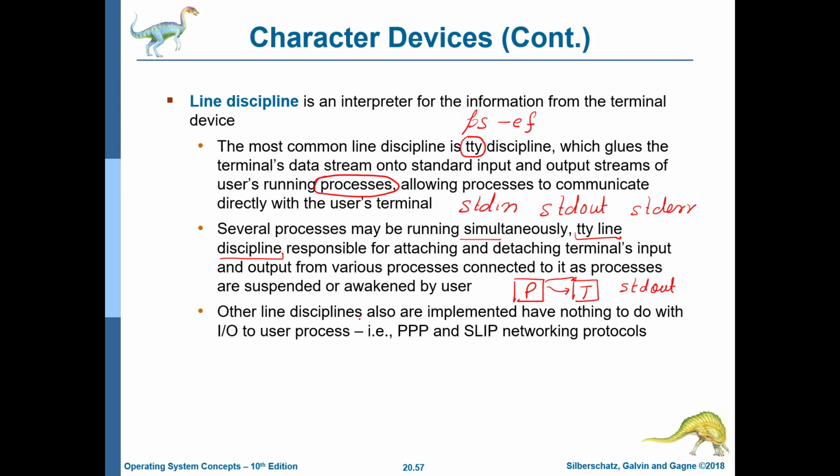There are, of course, other line disciplines that use a similar trick, but the terminal is special. These are not IO to user processes, but networking protocols. These are not used very commonly these days, but they used to be quite common when we had telephone based modems. They used a similar mechanism to connect processes for the purpose of IO. But this mechanism, stdin, stdout, and stderr, is quite important from the point of view of Linux design.